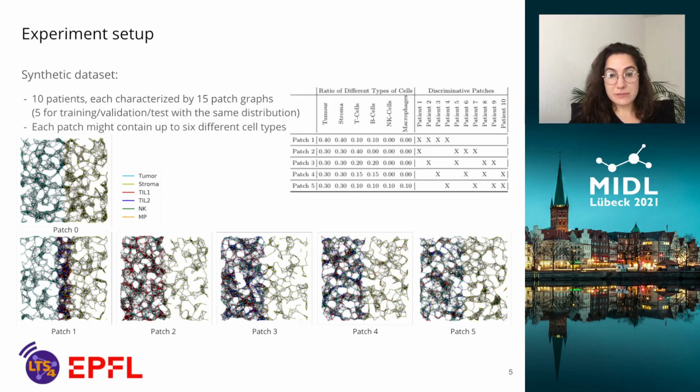Graph 0, representing the immune desert with no lymphocytes, is considered to be non-discriminative and is present for all the patients. Each patient is further described by a combination of 2 types of discriminative patches, which you can see in this table. And our purpose is to be able to identify patients by jointly sampling the discriminative patches associated with them. For the learning scheme, for each patient, we split patches into 3 equal parts for training, validation, and testing by keeping the distribution of discriminative graphs similar for each subset.